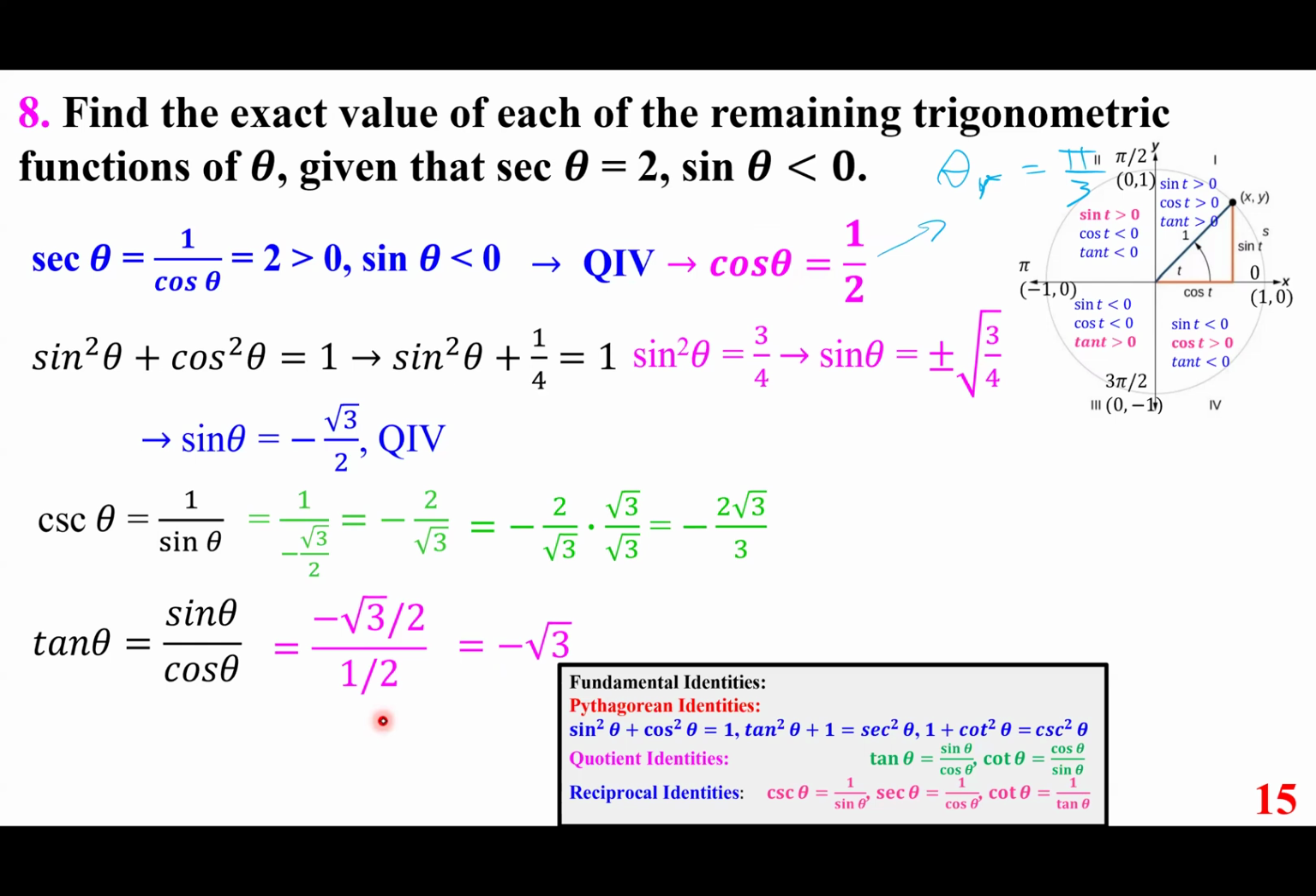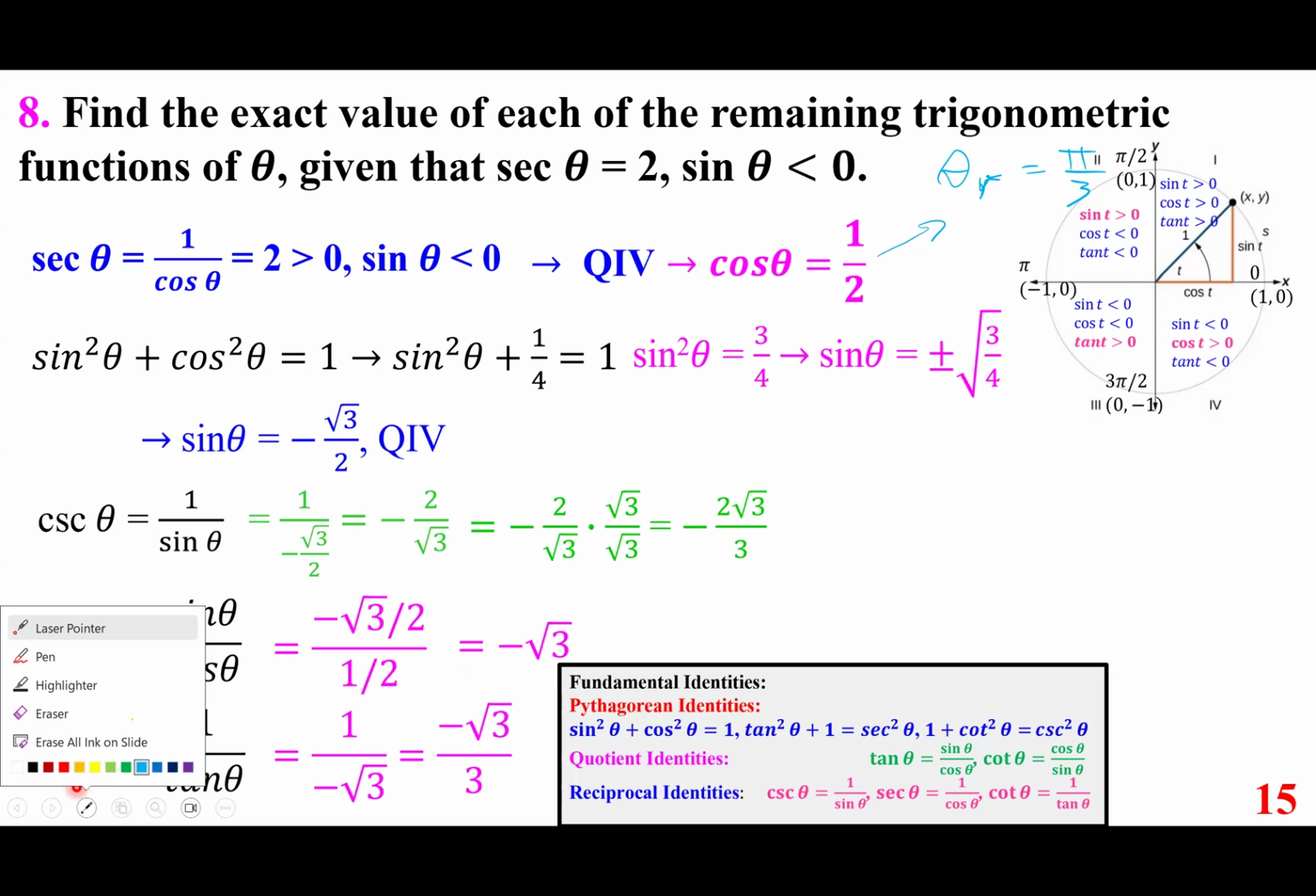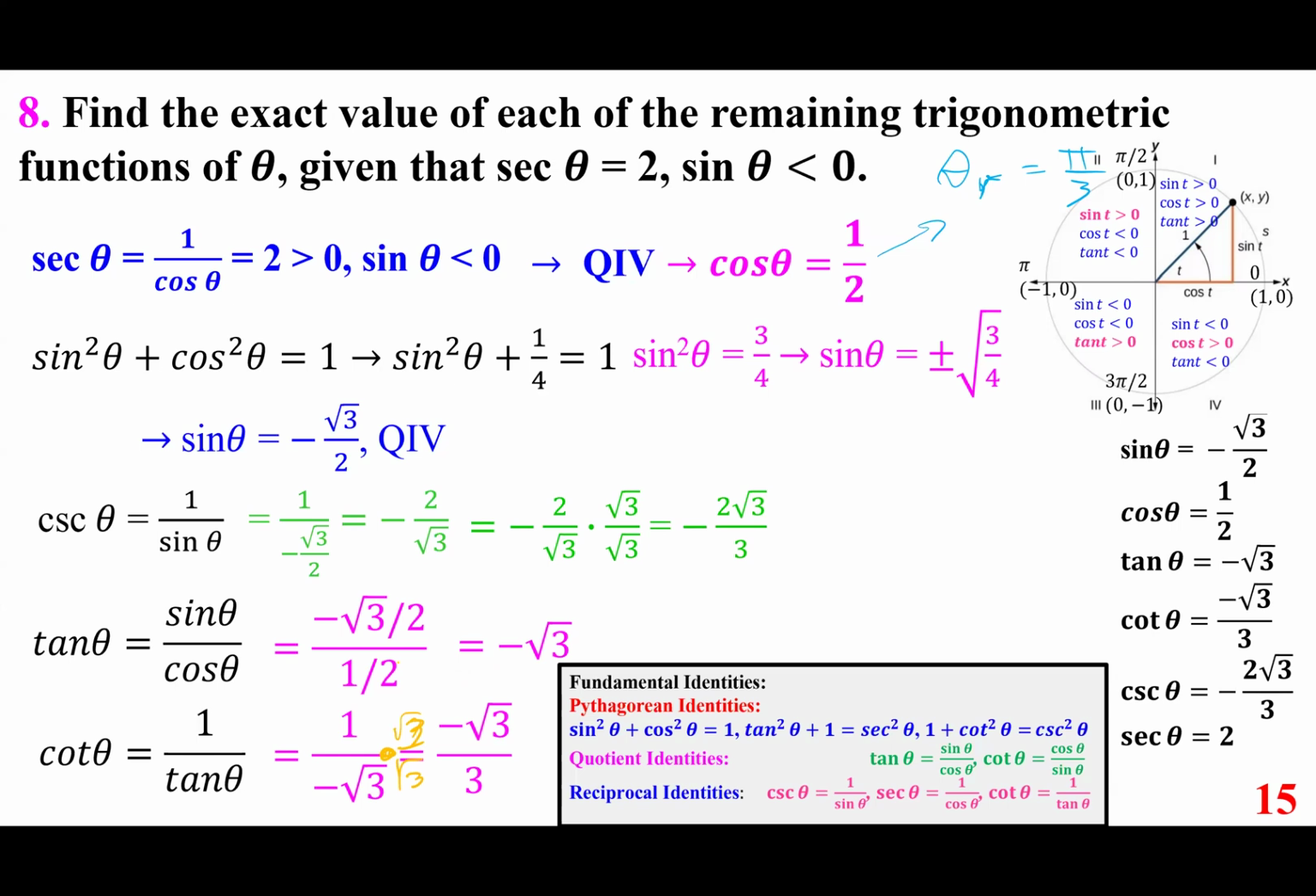And cotangent is 1 over tangent, the reciprocal of this, 1 over minus square root of 3. I'm going to leave it for you to show that if you rationalize, meaning if you multiply by square root of 3 over 3, you get this answer. And here's the summary of those values. Sine is minus square root of 3 over 2, cosine is 1/2, tangent is minus square root of 3, cotangent is minus square root of 3 over 3, cosecant is negative 2 square root of 3 over 3, and secant equals 2.